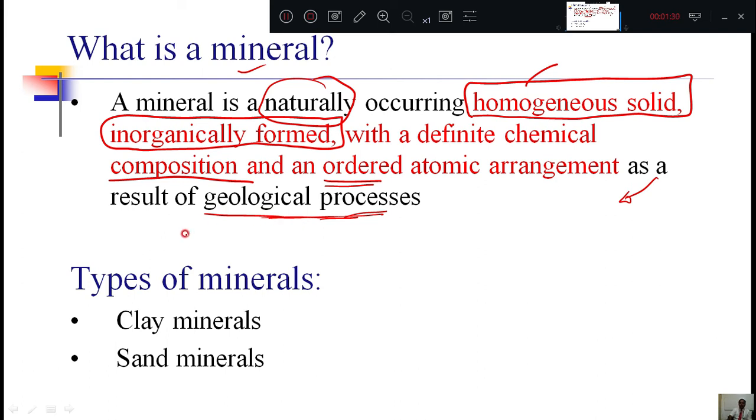We have two types of mineral. The first one is clay mineral and the second one is sand mineral. In general we have many types of minerals in geology, which you studied. But when you come to soil, there are two types of mineral, clay mineral and sand mineral. We will not concentrate on sand minerals because sand properties we can get easily. But clay minerals are very important. This is what we are going into deeply and studying, the clay minerals.